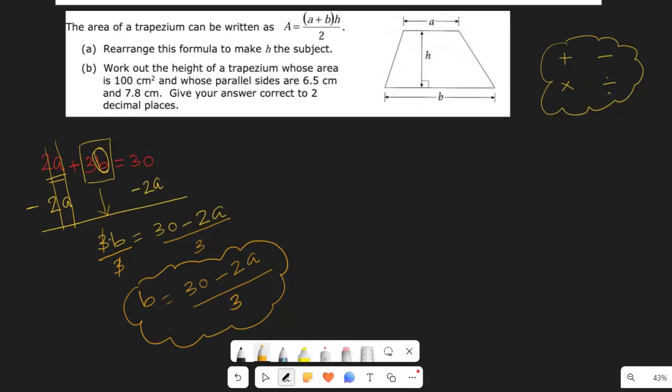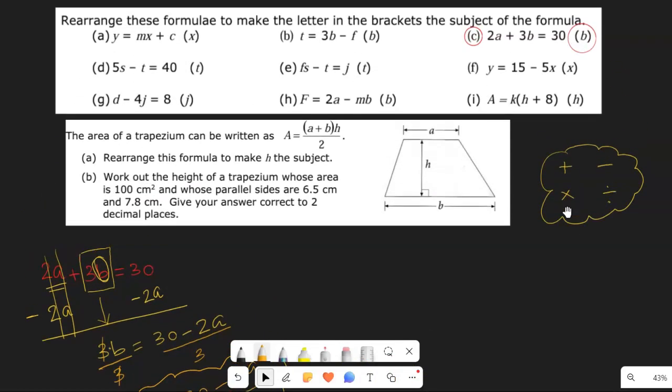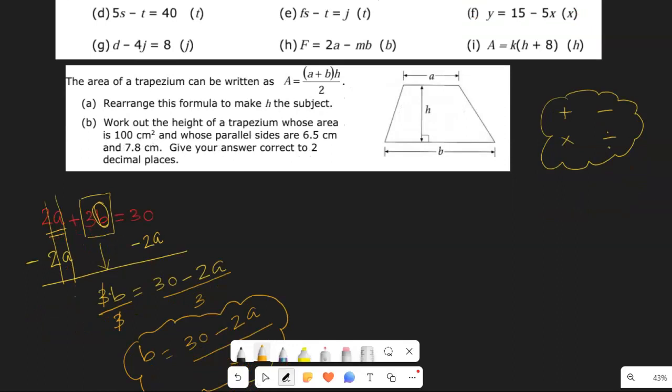So for making it more concrete, let me do one more problem from the same section. I'm going to choose this problem. A equal to k times h plus 8. So now what you need to do is pause the video and think about what you need to do. Here we need to isolate h, make h the subject of the formula. So pause the video and think what you need to do to complete this procedure.